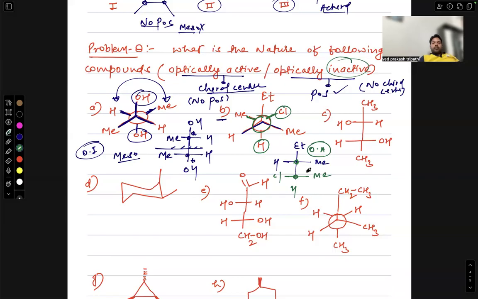Perfect. What about this one? Two chiral centers. Any plane of symmetry, tell me. Any plane of symmetry? No plane of symmetry. So no plane of symmetry means optically active. Clear? Make sense?